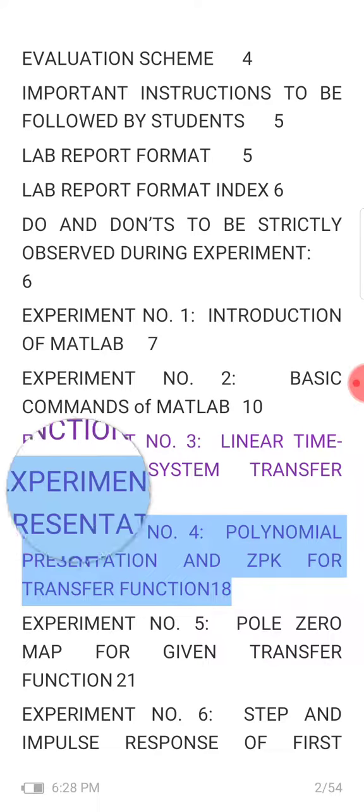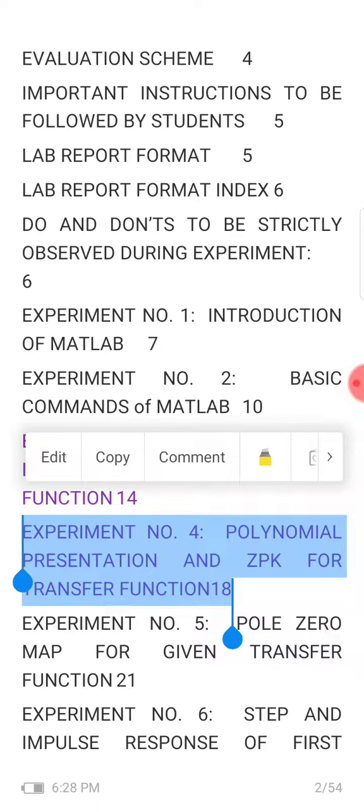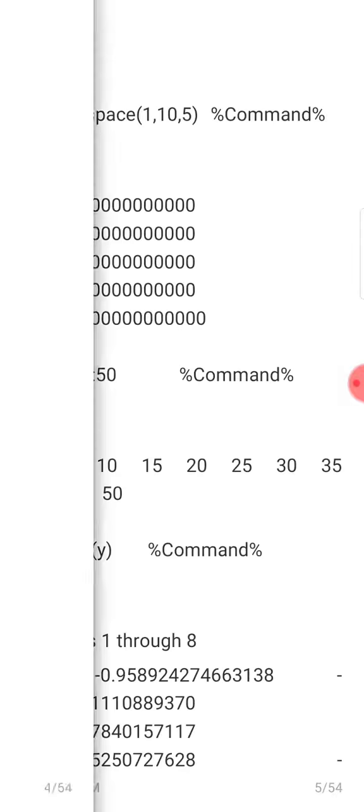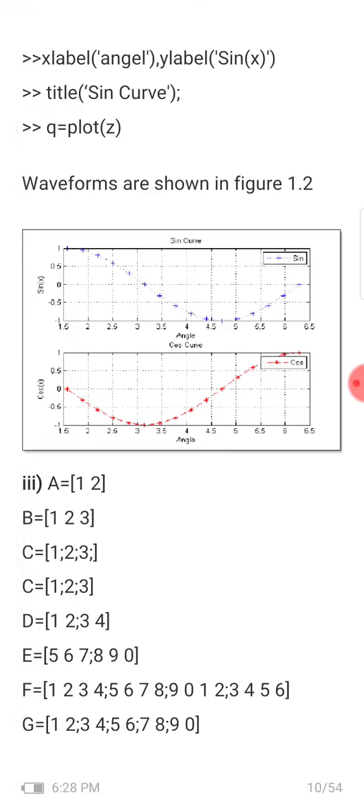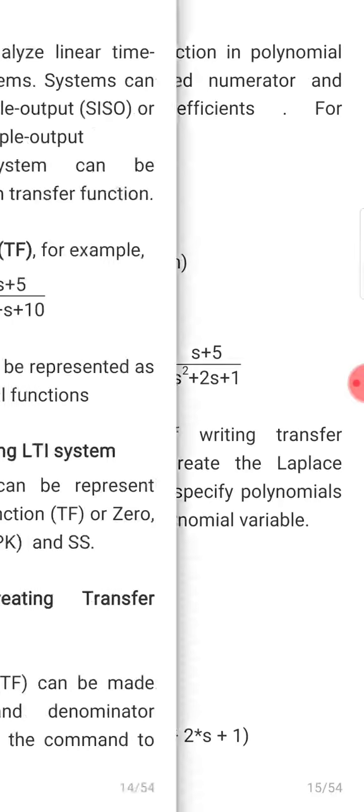Experiment number 4 is polynomial representation and zero pole gain, ZPK, for transfer function. We start experiment number 4.